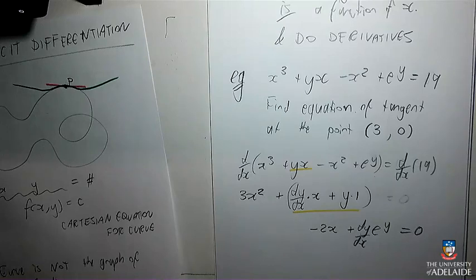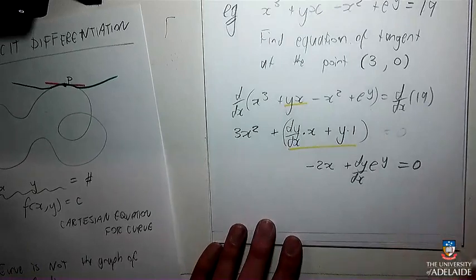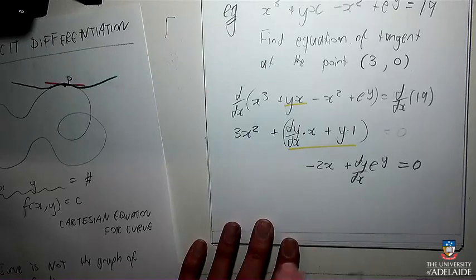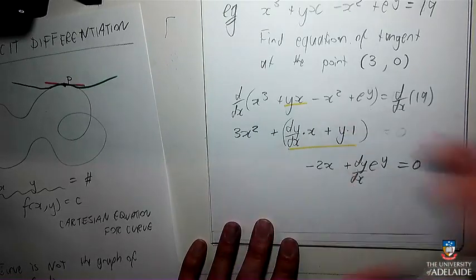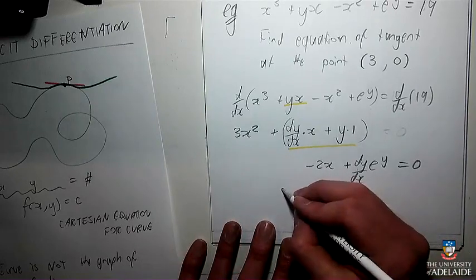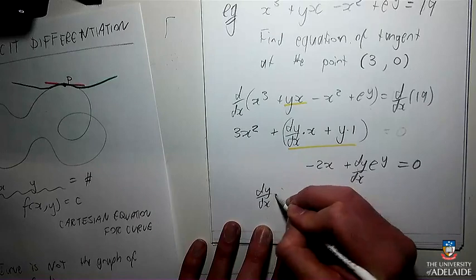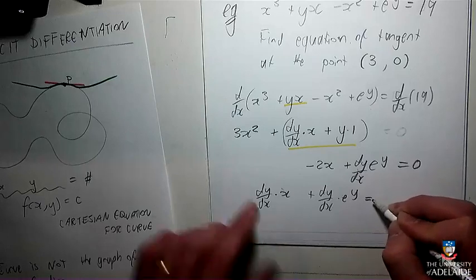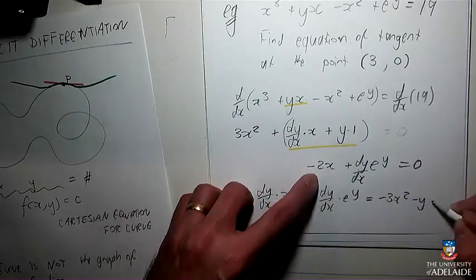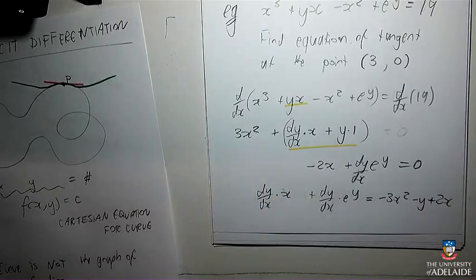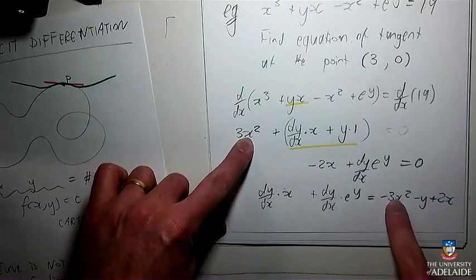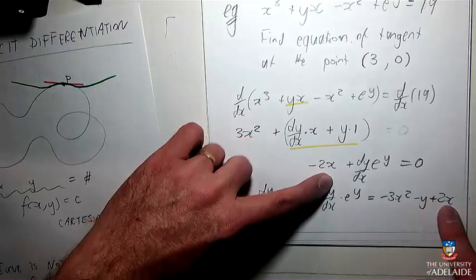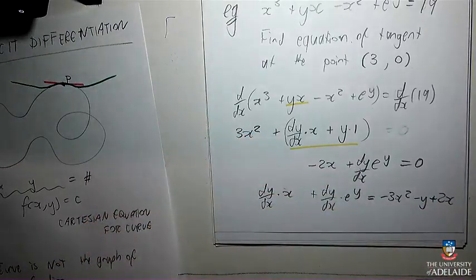I can rearrange this to get a formula for dy on dx. So what I'll do is I'll move everything that doesn't have a dy on dx in it over to this side. I'd like to move it away from here, and I'll keep the dy and dx things here. Okay, so let's just check I've got everything right. The 3x squared is there, the dy and dx x is there, the y is now over there, but it's a minus y. 2x is now over here, but it's a 2x, and this is still here. Okay, everything's still here. I haven't lost anything along the way.